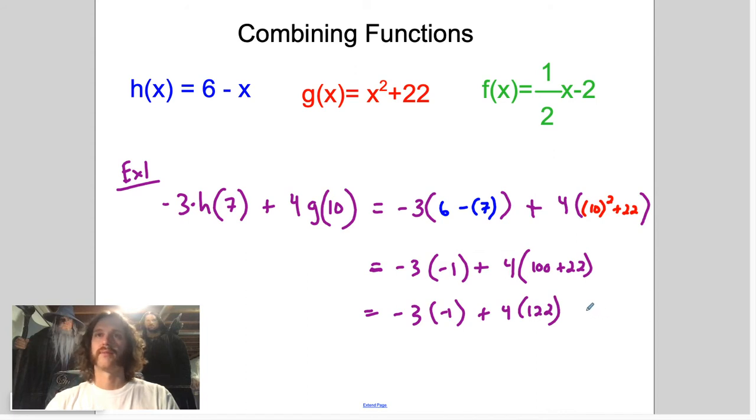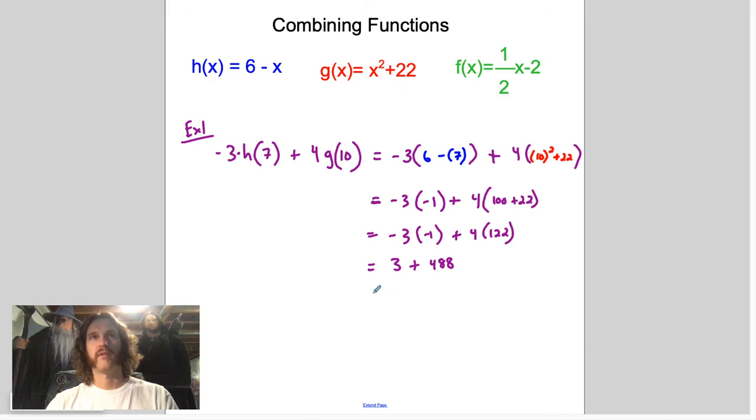Great. What is that going to be? It should be easy. Okay, so this is -3 times -1 is +3, plus 4 times 100 is 400, 4 times 22 is 88, so plus 488, which will give us the final answer of 491. Whoa, that was kind of fun.